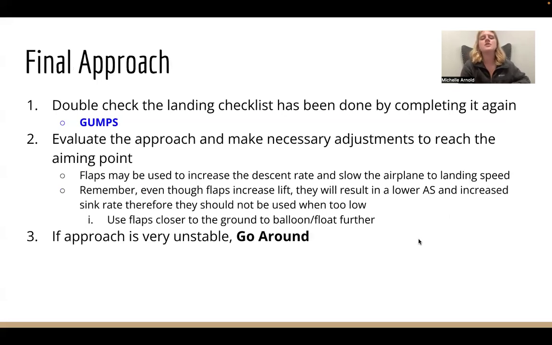All right, so once you turn final approach, you are going to do your GUMPS checklist like normal: gas, undercarriage, mixture, prop, seatbelts. And you're going to evaluate the approach once more and make the necessary adjustments to reach the final aiming point. Flaps may be used to increase the descent rate and slow the airplane to the landing speed.